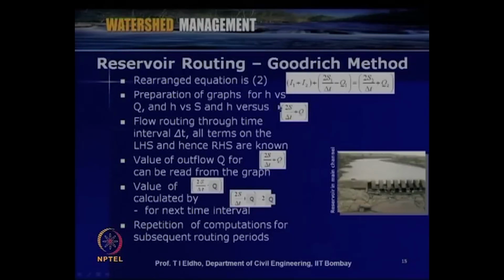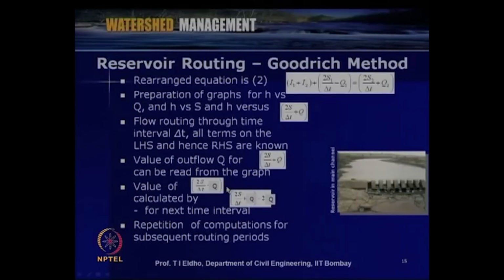As in the previous step, here we prepare graphs h versus q, h versus s and h versus 2s by delta t plus q. So, for flow routing through time interval delta t, all terms on the left hand side are known. From that we can get the right hand side. So, the value of outflow q with respect to 2s by delta t plus q can be read from the graph. We can prepare the graph, and for this 2s by delta t plus q, the outflow can be obtained.